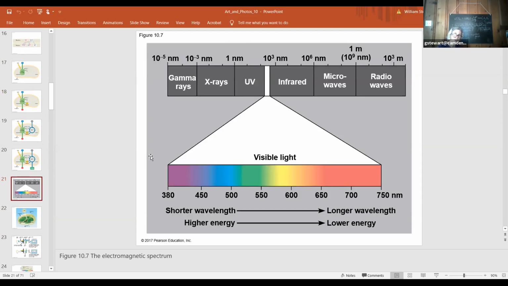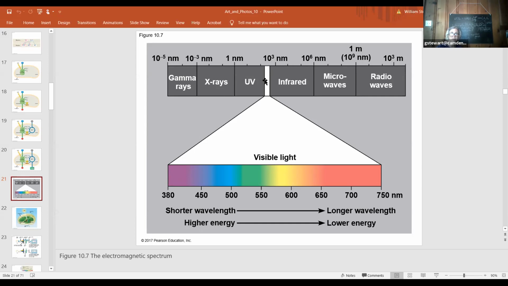So we need to first learn or remind ourselves a little bit about light, about all the energy that comes from the sun. We call this the electromagnetic spectrum. And so this includes everything: gamma rays, X-rays, UV light, shortest wavelength to longest wavelength. The shorter the wavelength, the more energy. The longer the wavelength, the less energy. Okay? These are the wavelengths of visible light.